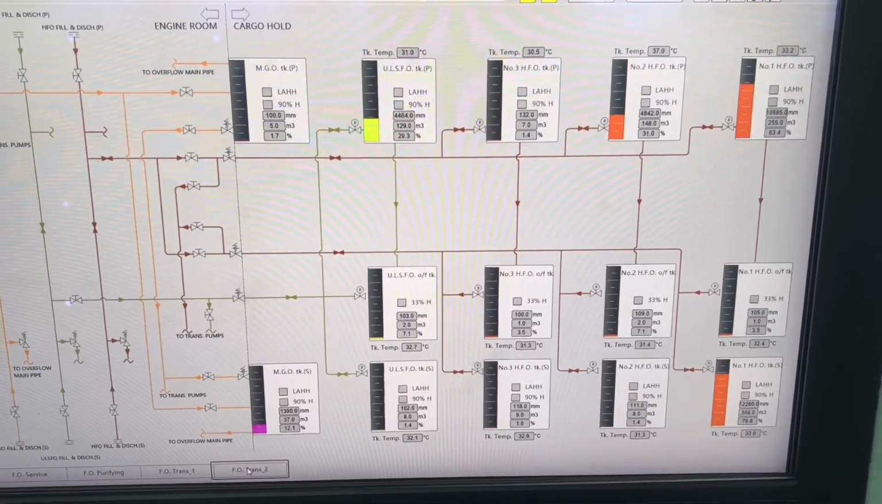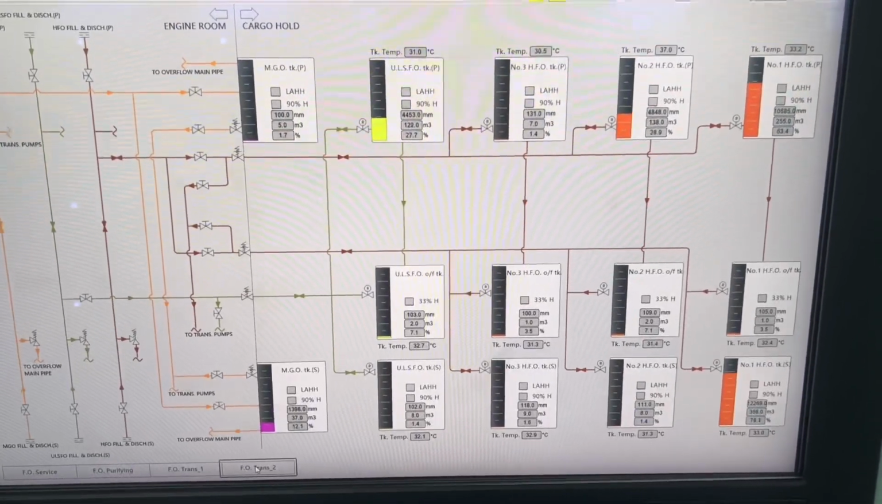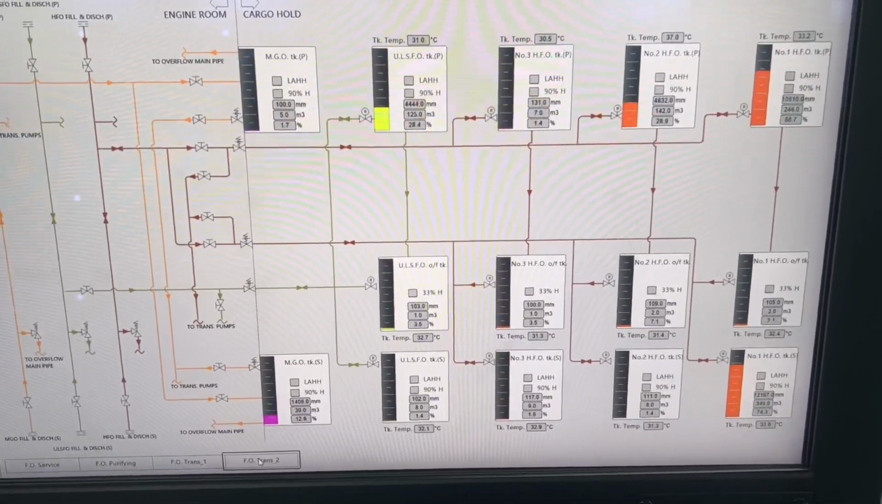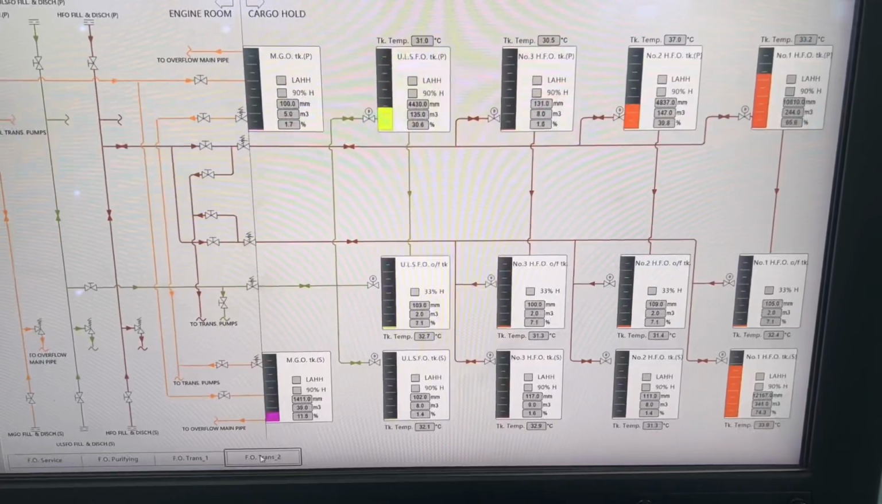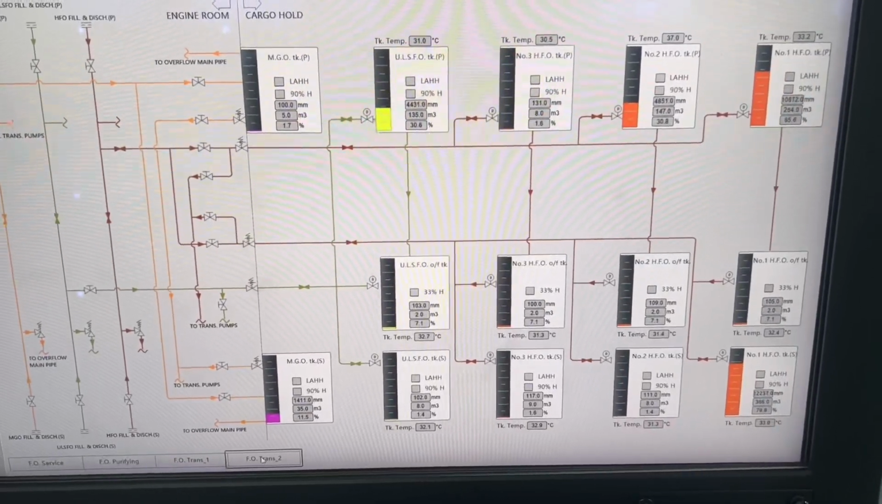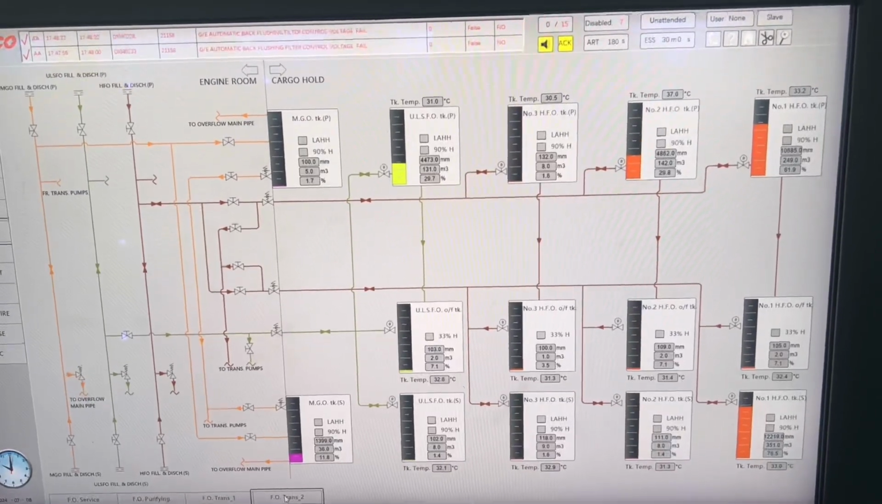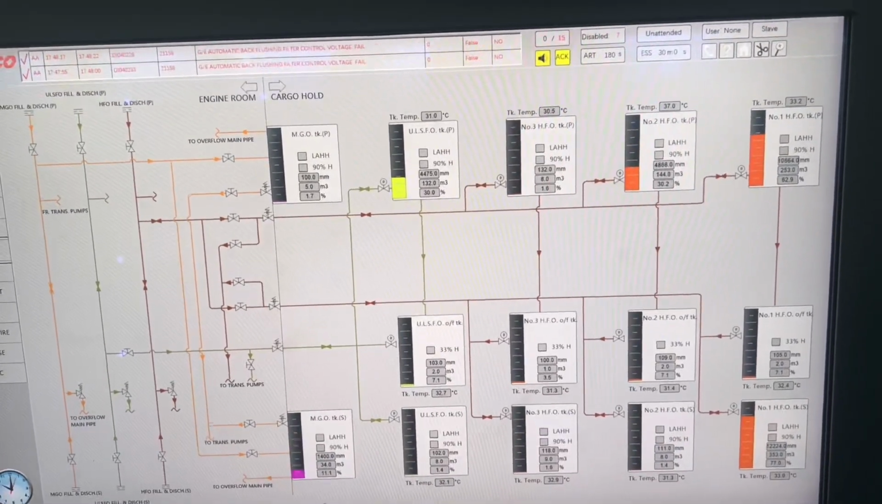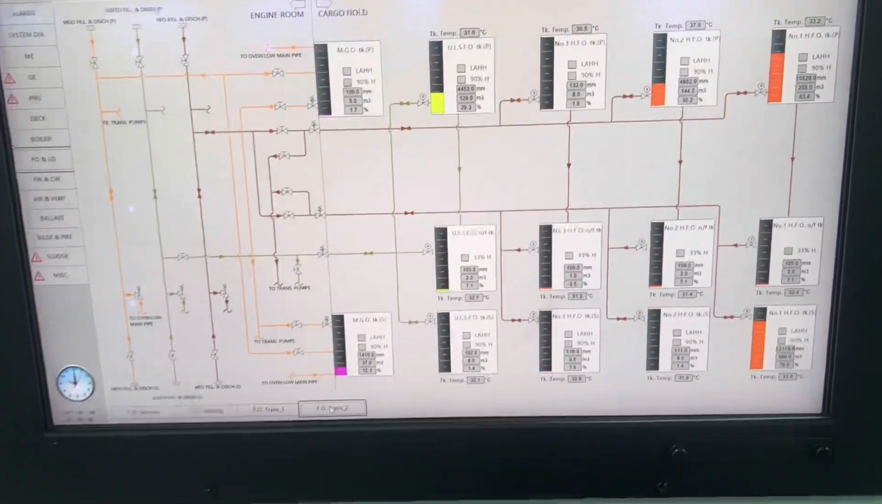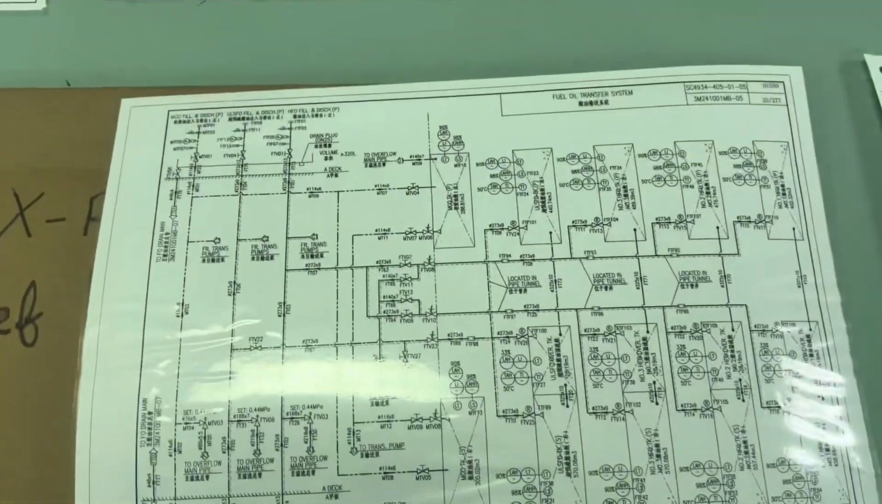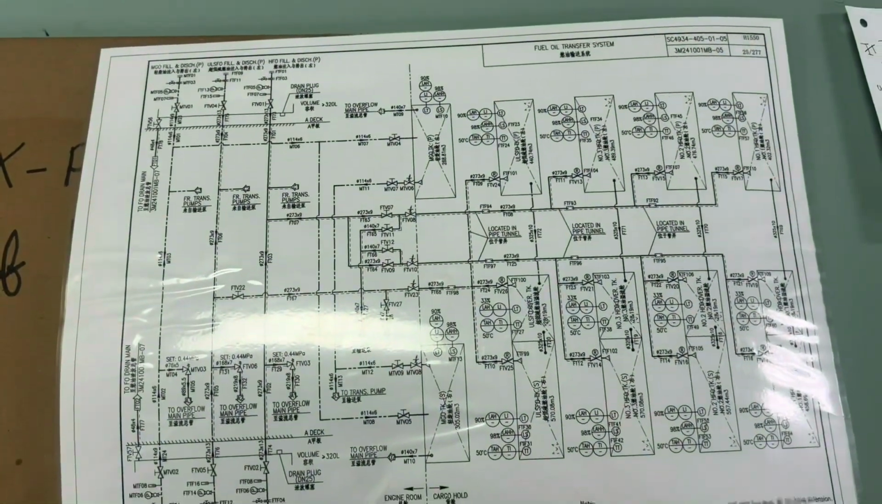So guys, that's it for today's video. We talked about the safeties which are associated with the bunker line and the safeties which are associated with the bunker tank. At the end of the video, I will attach the bunker system drawing of my ship, this drawing as well as this drawing, for your reference.